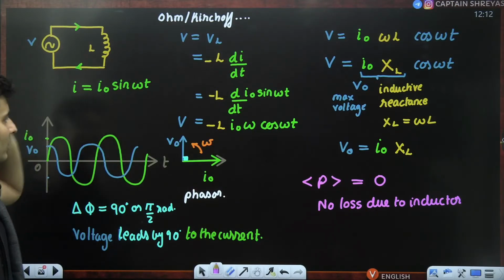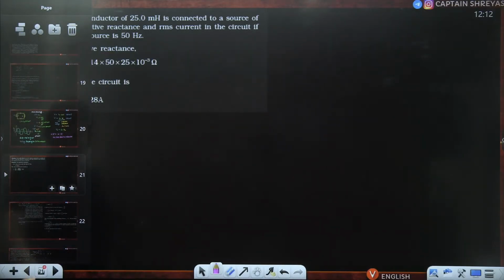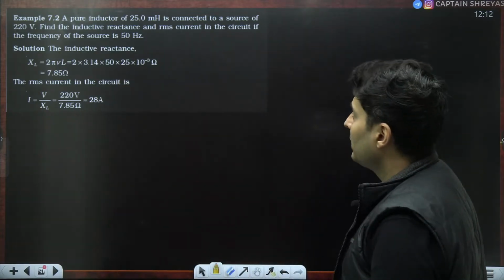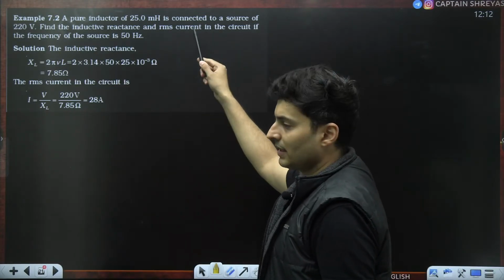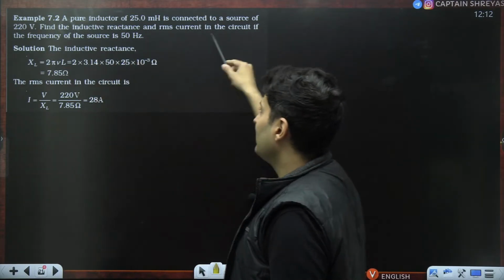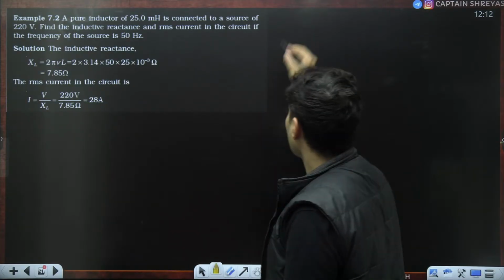I have made a beautiful slide for all of you. All right, so having said this, is there a question on this? Yes, there is a small question on this. You can see it right over here. Let's try to have a look. There is an inductor of 25 millihenry. Yes, the henry is the unit of inductance. It is connected to a source of 220 volts. Find the reactance and RMS current in the circuit if the frequency is 50 Hertz.